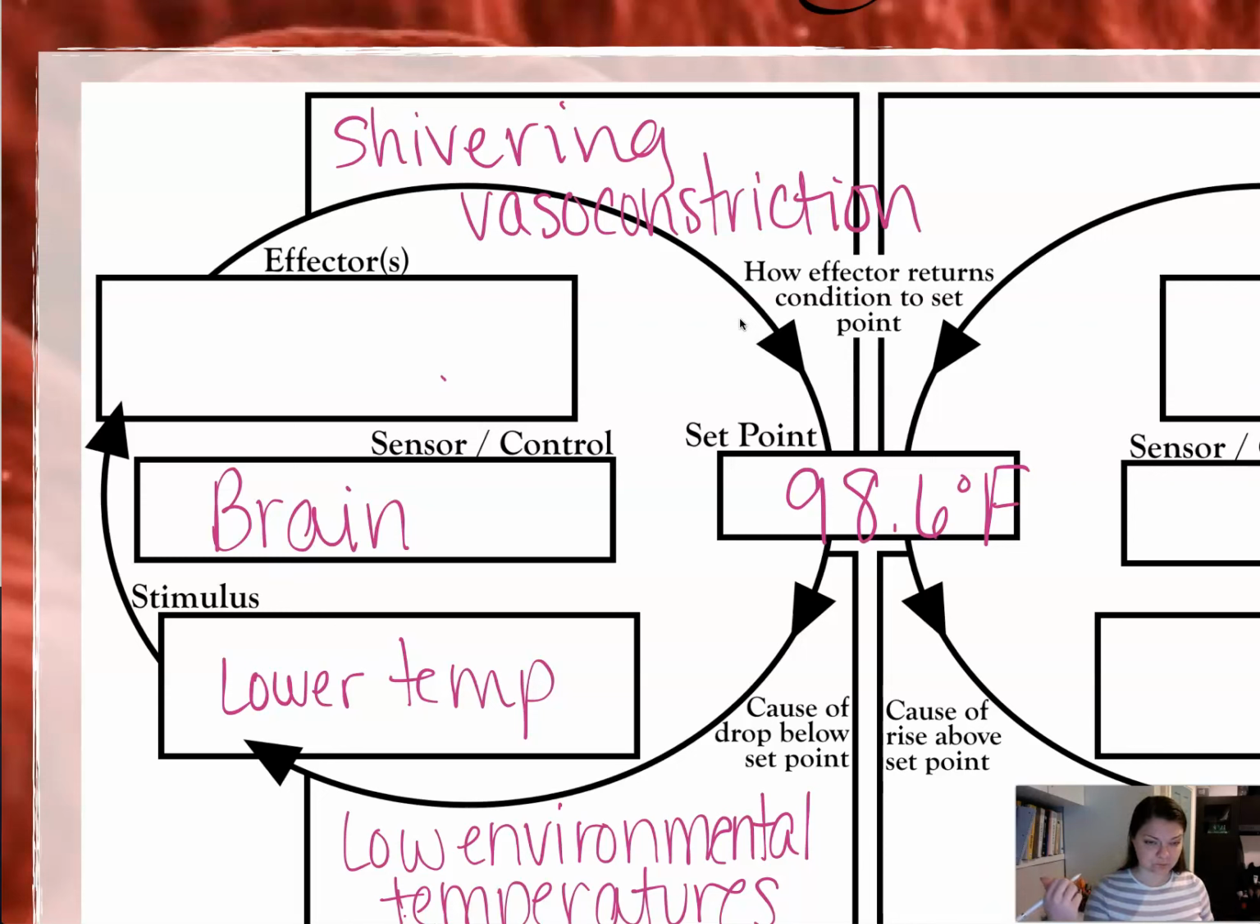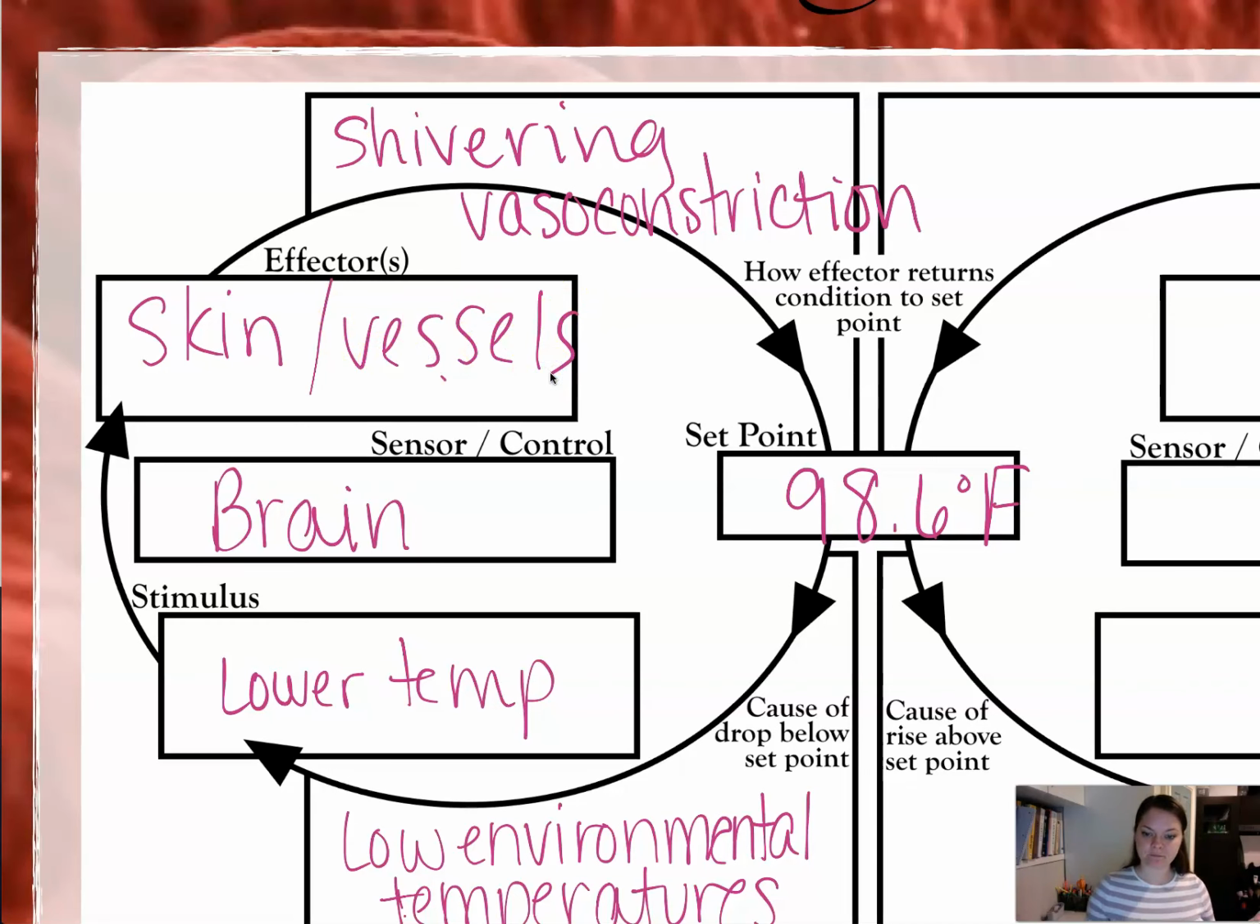So the brain is recognizing this low temp, maybe doing a little bit of shivering, maybe doing some vasoconstriction or some really, really strong vasoconstriction. And the effectors are the parts of the body that are then doing that. So that is going to be the muscles that are right under your skin. I'm just going to keep this a little bit more simple. Skin and blood vessels.